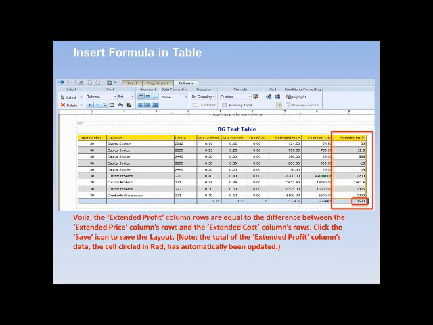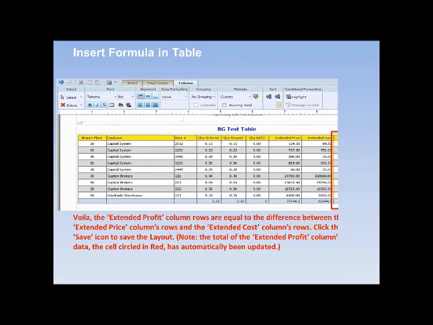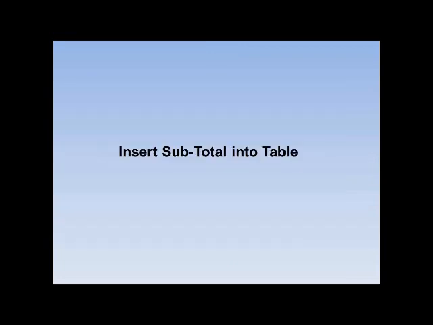So now I have an extended profit column, and the rows are actually the difference, row by row, of the values in extended price and the values of extended cost. And you can see in some cases, in most cases, I made a profit. In a few cases, I had a loss. And I actually have the total extended profit calculated for me on the bottom of that column, circled in the smallest red rectangle. Automatically updated for me.